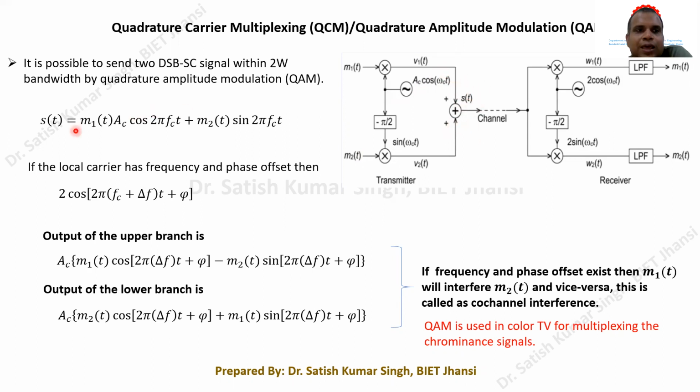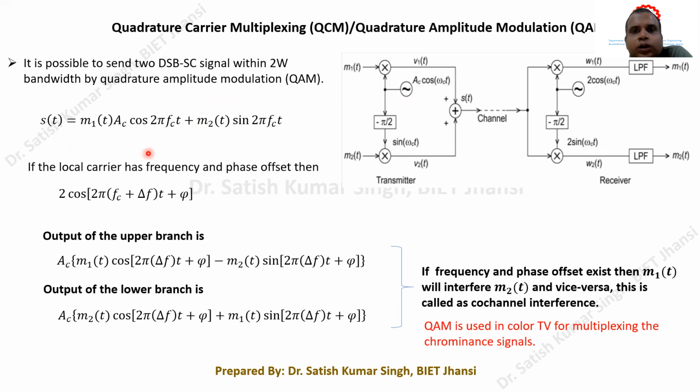That s(t) is given mathematically as m1(t) Ac cos 2 pi fct plus m2(t) Ac sin 2 pi fct. Now if our message signals m1(t) and m2(t) are two different message signals occupying the same bandwidth 2W, then within this bandwidth of 2W both the message signals can be transmitted. Without disturbing each other, these two message signals m1(t) and m2(t) can be transmitted, and therefore we can save our transmission bandwidth.